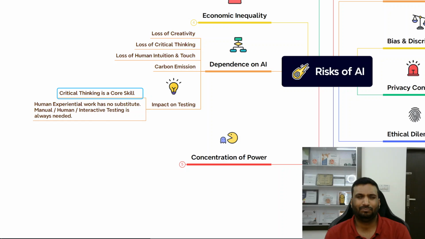Another thing I want to point out is that no matter what advancements we have made in automation and AI in testing, and I have been trying out multiple things and multiple tools I've been liking, in principle, human experiential work has no substitute. This so-called manual testing, or human testing, interactive testing, experiential testing, is always needed. As testers, even with AI, this thing is needed.